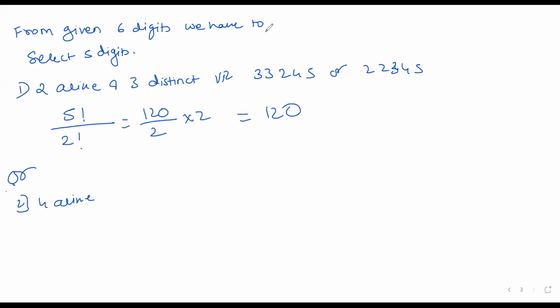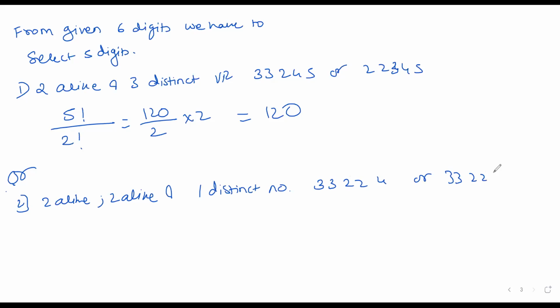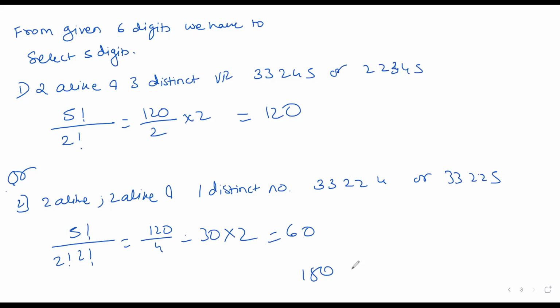Or we will have 2 alike, 2 alike, and 1 distinct digit. That will be 33224 or 33225. And the number of numbers that they can form is 5 factorial upon 2 factorial 2 factorial. That is 120 upon 4, that is 30. I'll multiply it by 2 because this was also the same case. 60. We'll add this. This is total 120 ways.